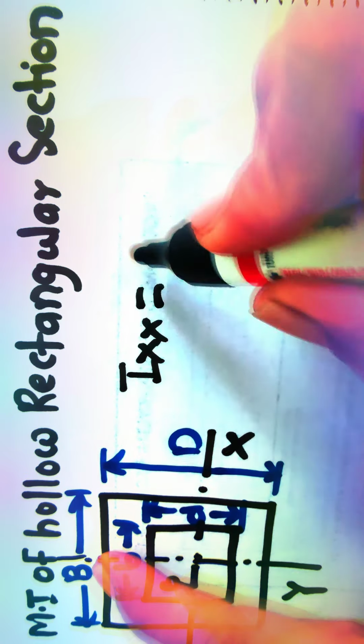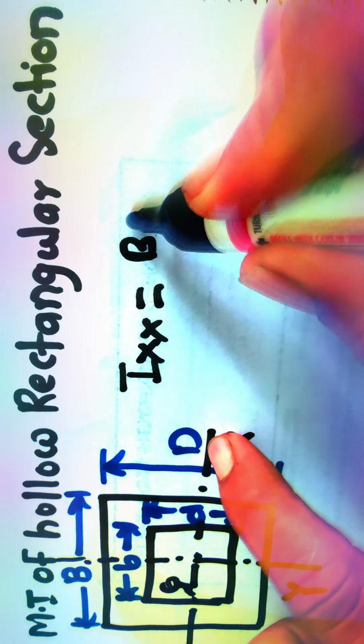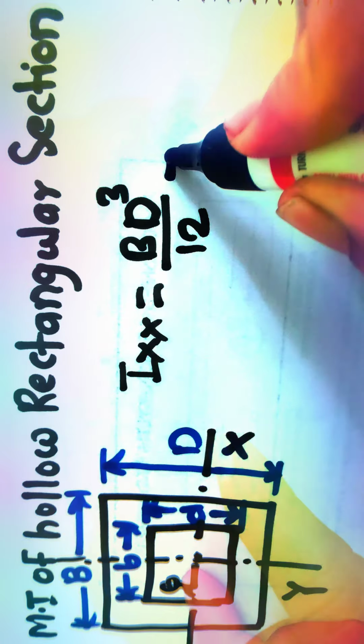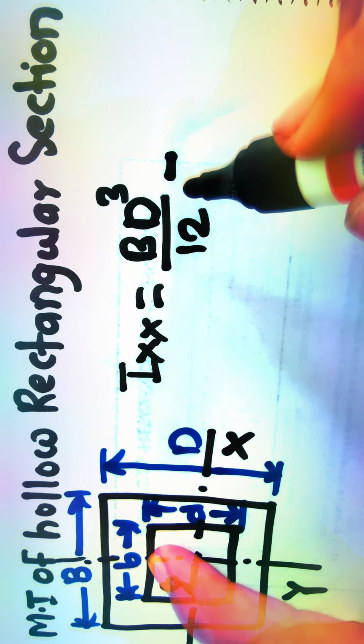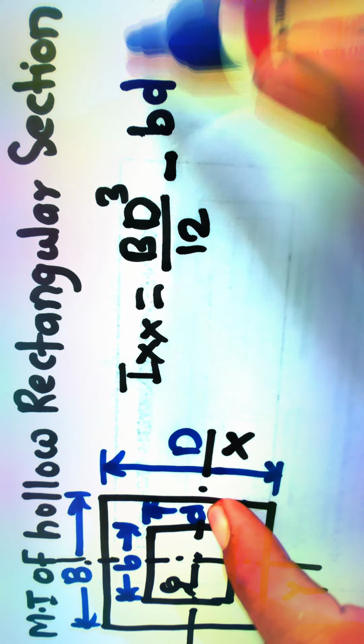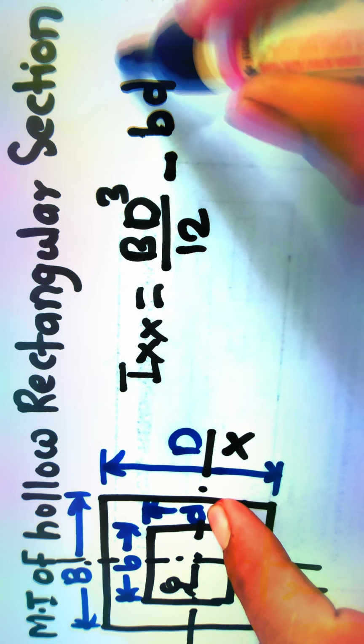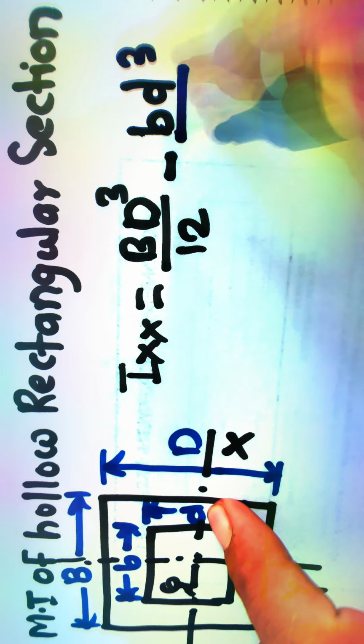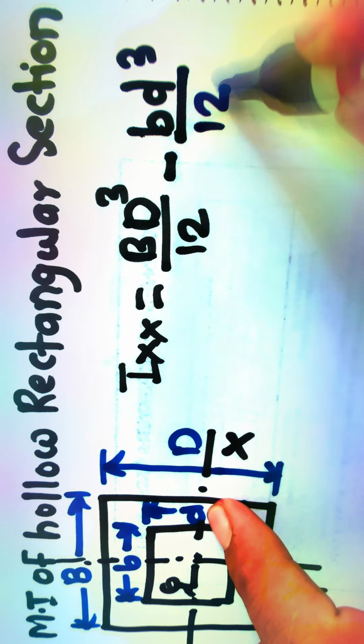Then for about the x-axis, stand up on the x-axis and see the front side into side, meaning B into depth cube, D cube, divided by 12, minus the front side of the small rectangle, b into small d, take the cube of depth, side cube, b d cube divided by 12.